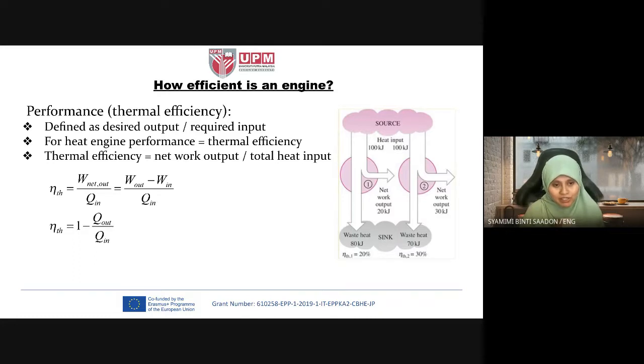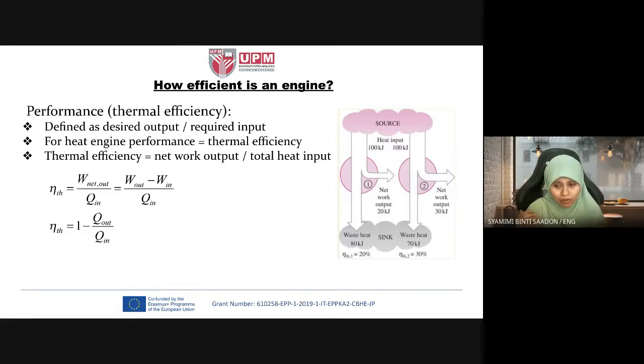Okay, so the definition for this thermal efficiency is the ratio of the desired output over the required input. The ratio of the desired, what we actually want, over what we give. What we want, and what we give as an input. For heat engine performance, we call it thermal efficiency. To evaluate the performance of a heat engine, we calculate this thermal efficiency. Thermal efficiency can also be written.